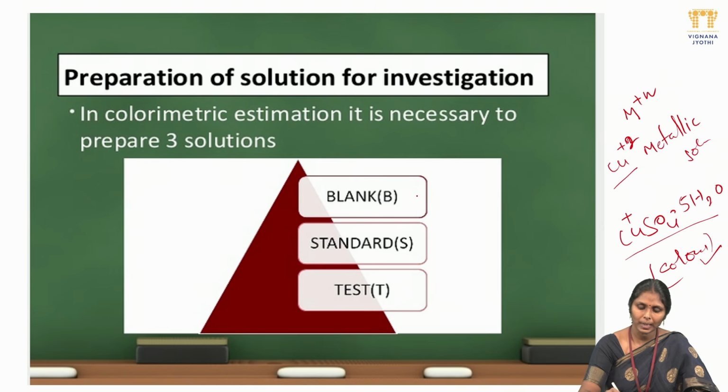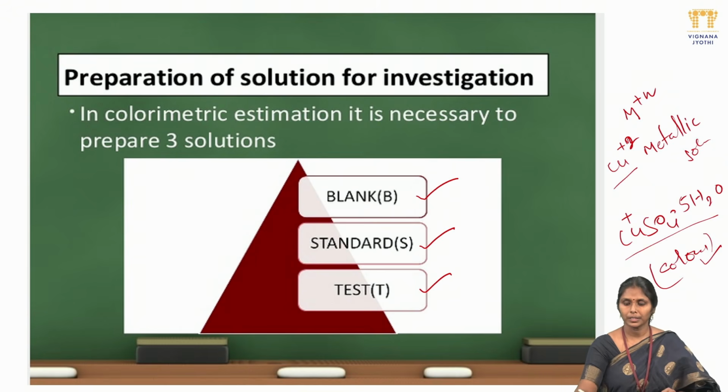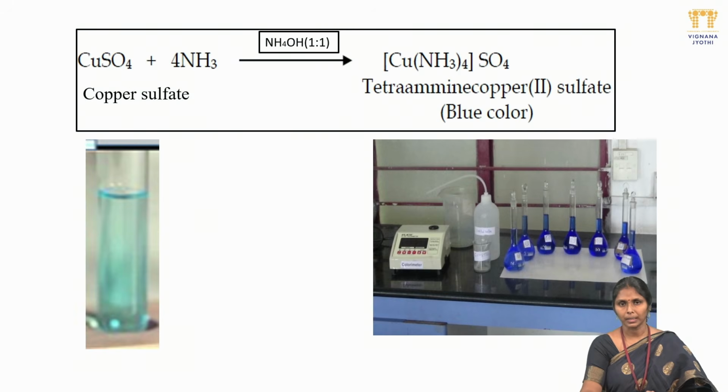First, for calibration, we have to use a blank solution. What is a blank solution and why we have to use it, we have to know. Then what is a standard solution and how many standard solutions we have to prepare, all this we have to know. And what is a test solution? Based upon its concentration, we can determine the estimated metal ions present in the metallic solution using the colorimetric technique.